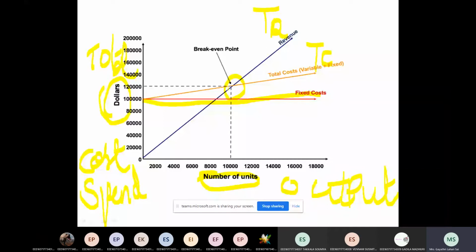That you call the break-even point. Now if you drop it to the x and y axis, you can see the total cost spent and the number of units at the break-even point. Okay, so now how do you do this analysis? You have the TR line and the TC line marked from the graph.